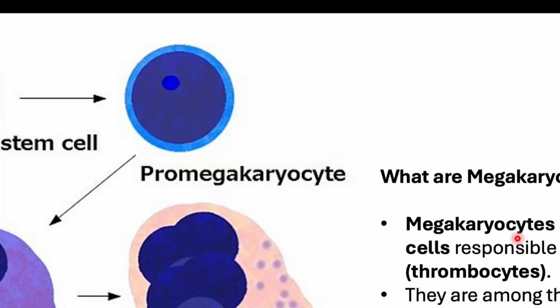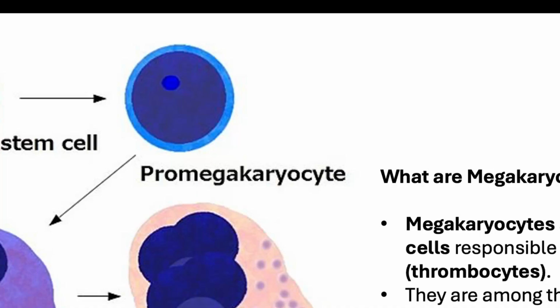Megakaryocytes are large bone marrow cells responsible for producing platelets or thrombocytes. They are among the largest cells in the bone marrow with a lobulated nucleus. So, this is the megakaryocyte. It has a lobulated nucleus. It means the nucleus is multi-lobed, found in the bone marrow, but fragments of their cytoplasm enter the bloodstream as platelets. So, platelets are nothing but fragments of these megakaryocytes.